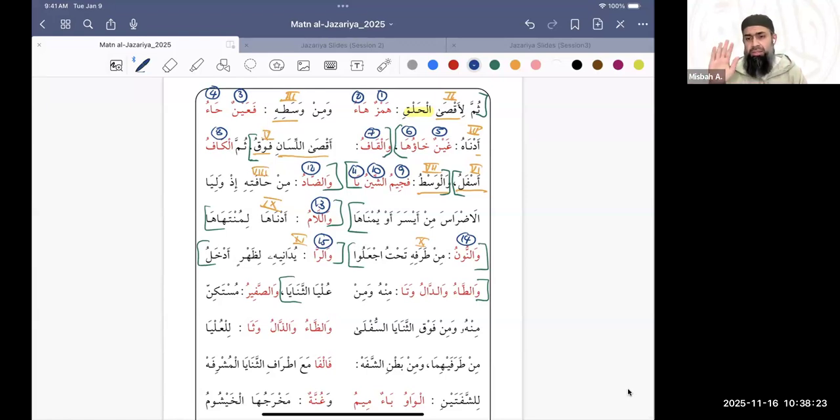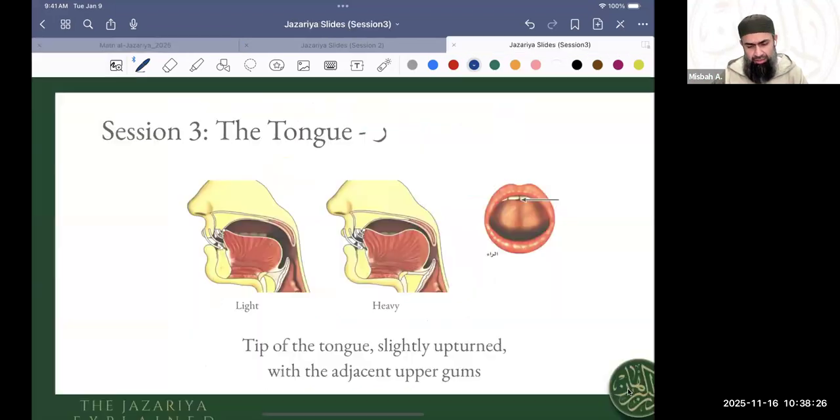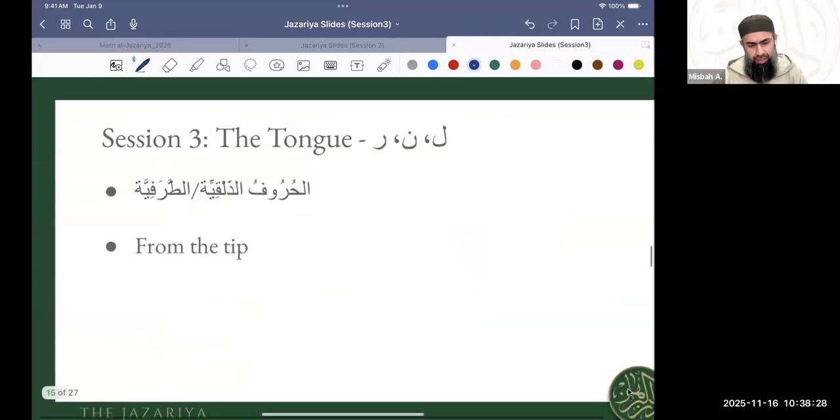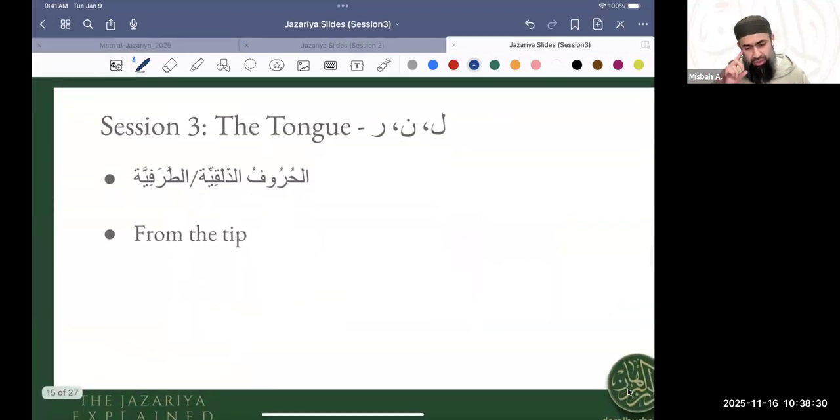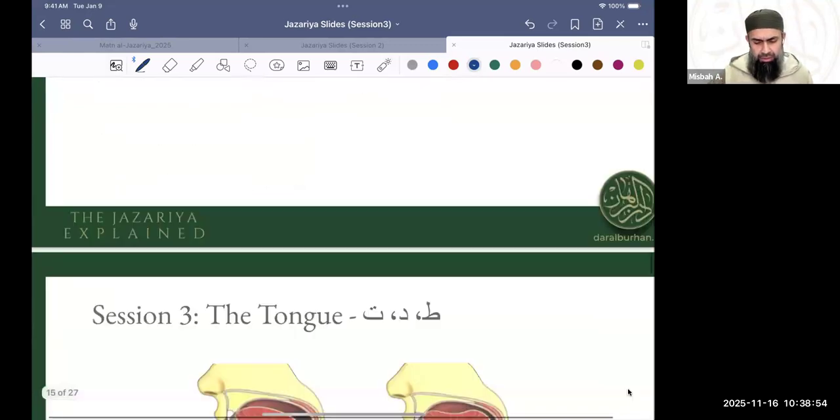They're all from the same place. Okay. So we go back to the slides. Yes, we forgot to mention this, that the lam, noon, and ra, al-huruf al-dhalqiyah or al-tarafiyah, they come from the tip, and that's what they're called. Okay, al-dhalqiyah. Dhalqiyah referring to the tip itself. Some have said that they come out a little bit, they come out easily, so they're muzlaqa, and so that's why they're dhalqiyah. But generally, that they come from the tip.